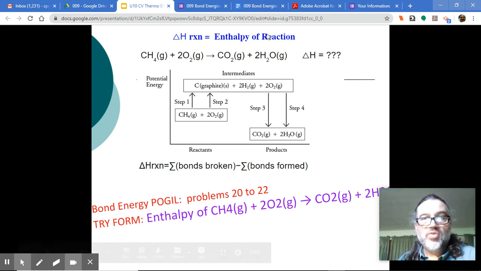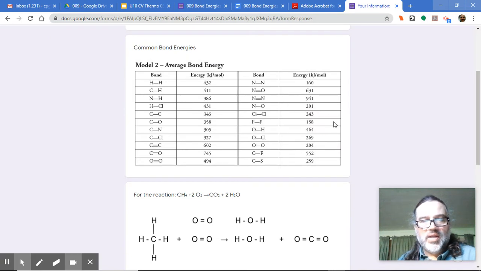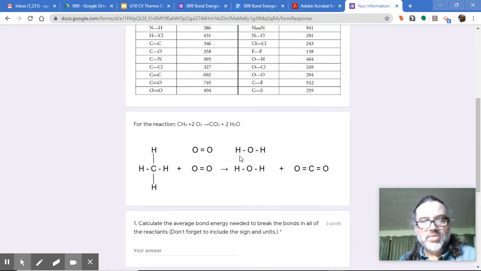For these problems, you can either do them with the POGIL, but I want to tell you that I put out a Google form, and it's going to be right here, this practice form. I'm going to put it in Classroom, and this is what it's titled. It's going to be titled The Enthalpy of CH4 and CH2. And when you get to it, you're going to see, after you enter some information, I'll give you the Lewis structures. Here are the bond energies, here's the balanced chemical reaction, and here are the Lewis structures.